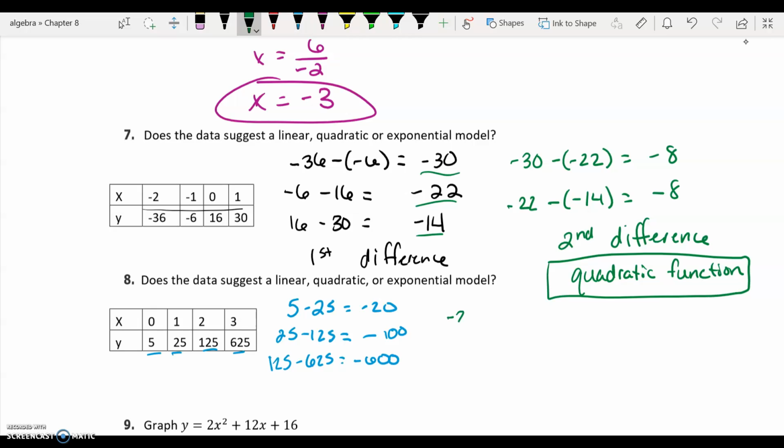Second differences, I would do negative 20 minus negative 100. We get a positive 80, and that would do negative 100 minus a negative 600. You get positive 500. So there's still not a constant difference. So now I need to go to ratios.